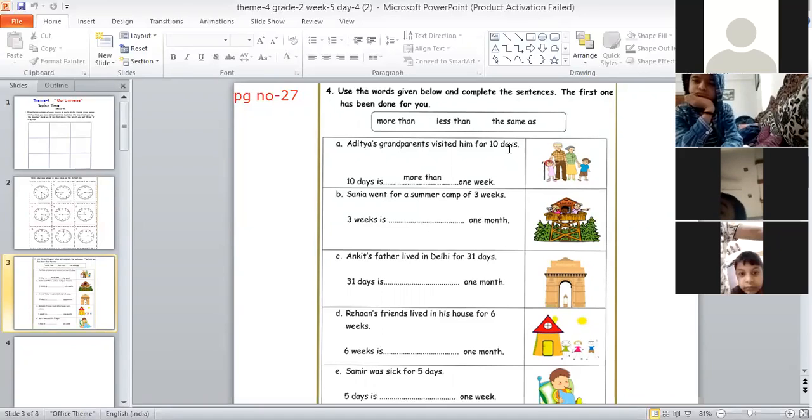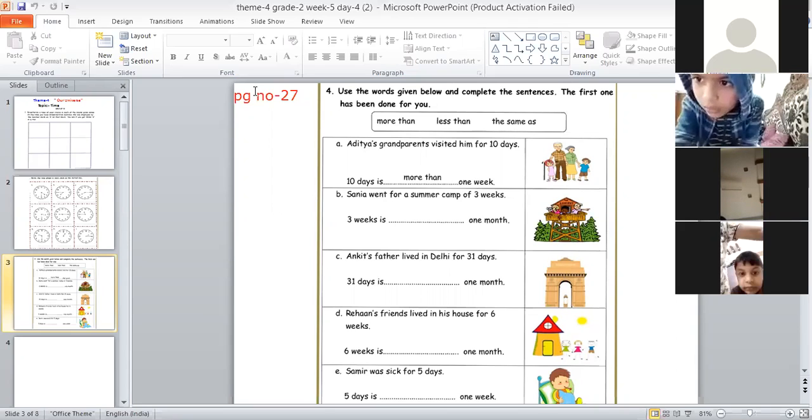So with this, we'll start the next question, that is question number 4. First is, Aditya's grandparents visited him for 10 days. 10 days is dash 1 week. So now we have to tell whether 10 days is more than 1 week or less than 1 week. We know that there are 7 days in 1 week.